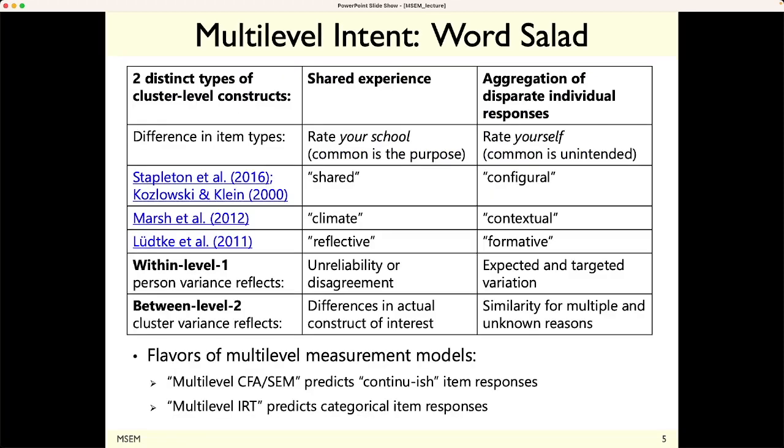So word salad. Are you familiar with this term?